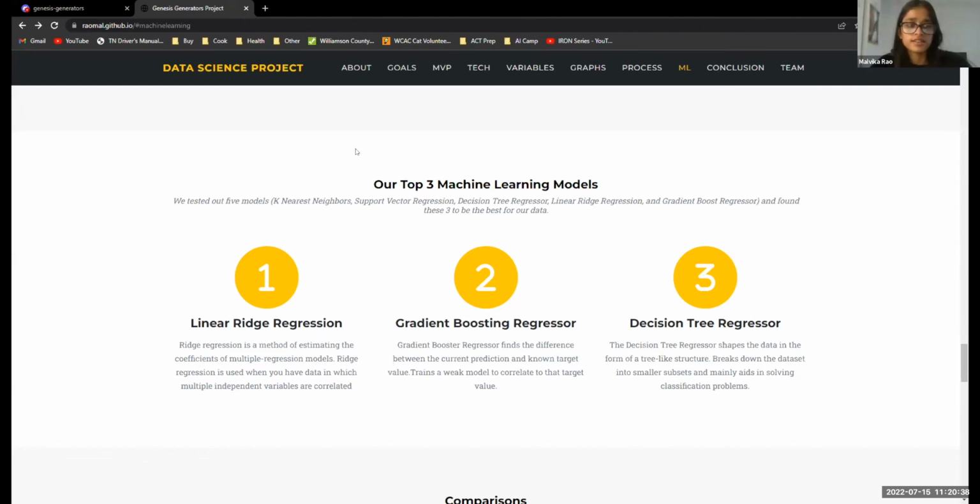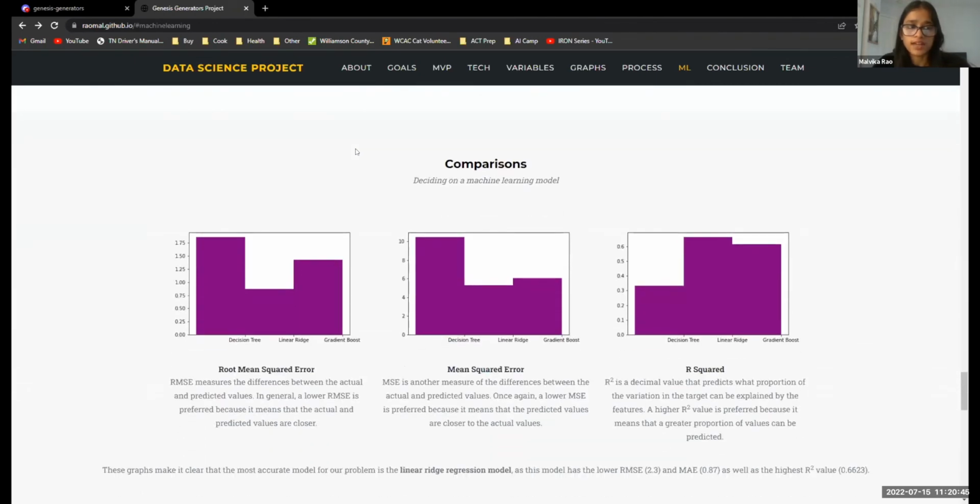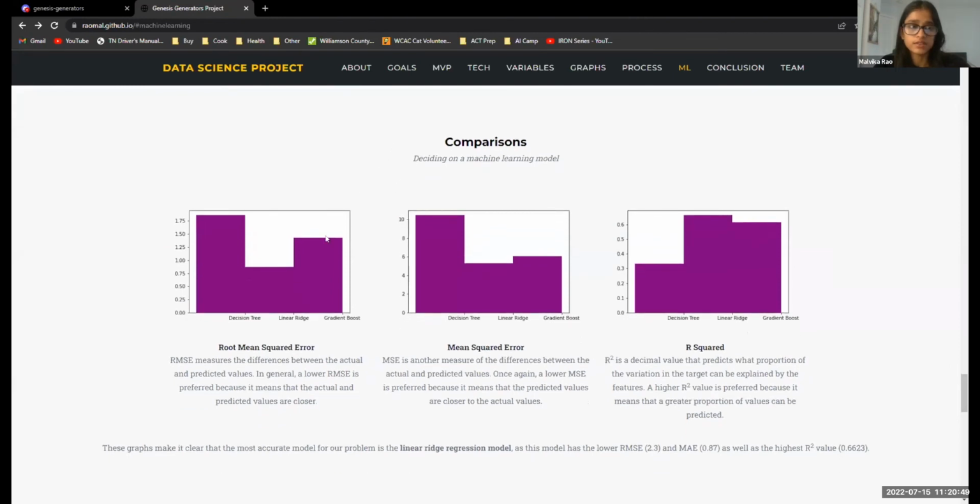Our third model is the decision tree regressor, which trains a model in the structure of a tree to predict data. Now that we figured out our top 3 models, we had to figure out which one was the most accurate for our data. To do this, we looked at 3 different values. Root mean squared error and mean squared error both measure the difference between the actual and predicted values, so we would prefer lower numbers for these values.